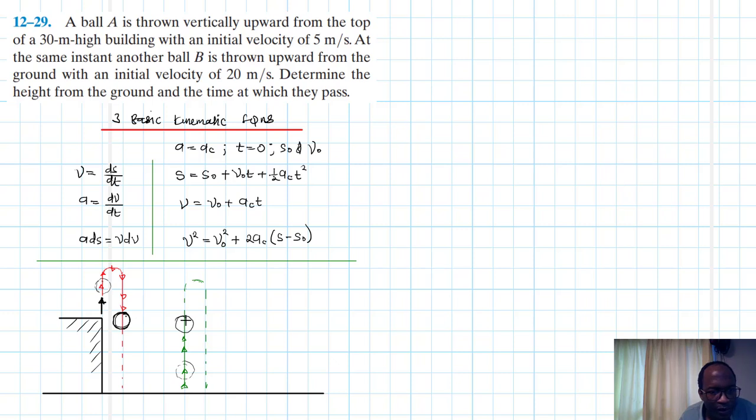There is going to be a point when their displacements are equal, and that is what we're interested in. Let's say their equal displacement is somewhere here. So we're interested in when their displacements are equal. Let's call this point here S.